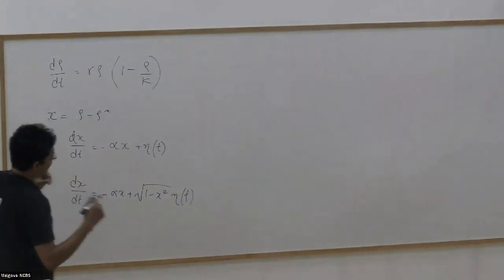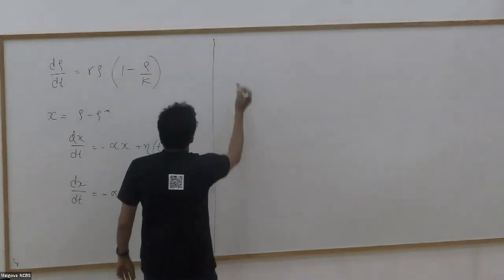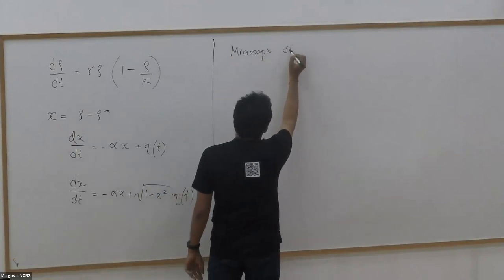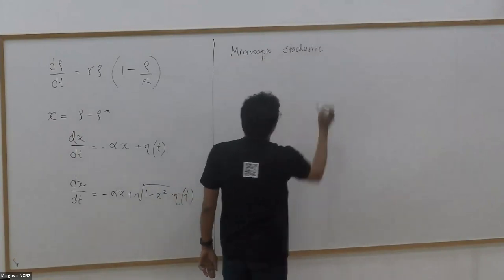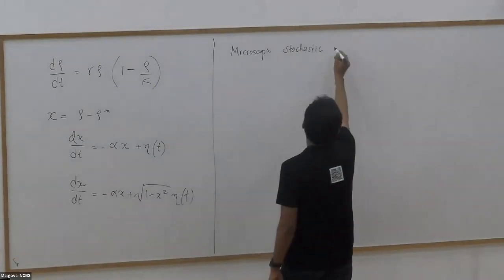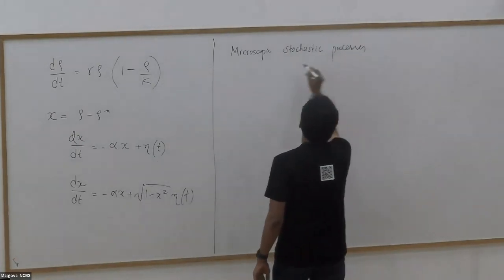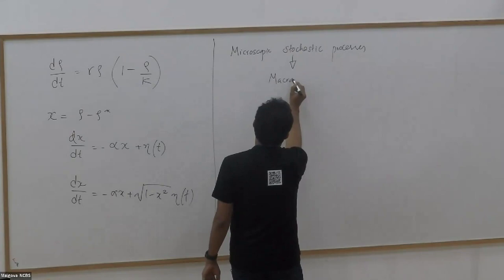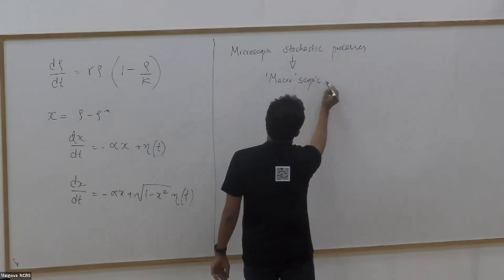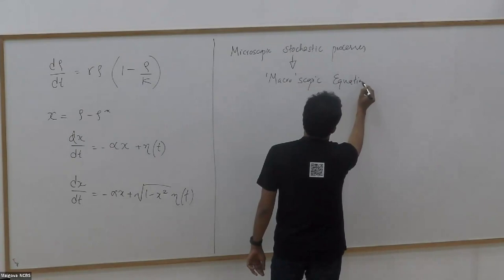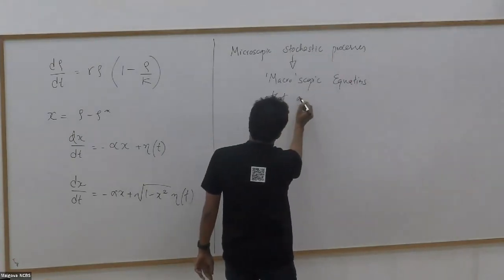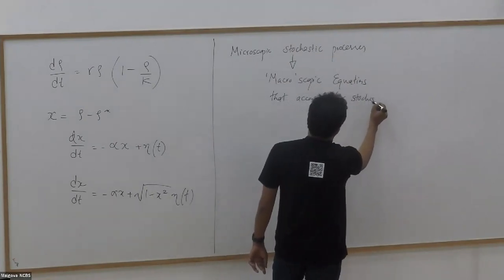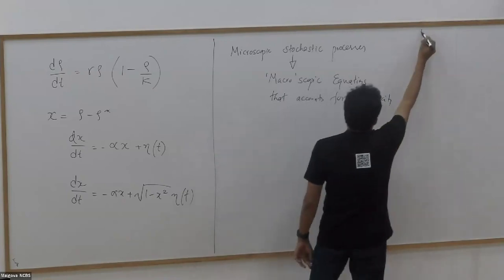To address all these issues, we will be on a much better footing if we start with microscopic stochastic processes that are relevant to the biological problem, and then derive the equation that accounts for stochasticity. So this is our goal today.